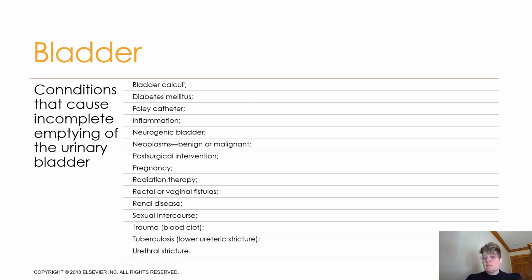As far as the list goes, don't waste your time memorizing it. I think the two, maybe three, that are probably most prominent from what I have seen are going to be neurogenic bladder, the Foley catheter, and looking through the list here, I guess technically the neoplasms, benign or malignant. We can also have an enlarged prostate that can cause incomplete emptying.